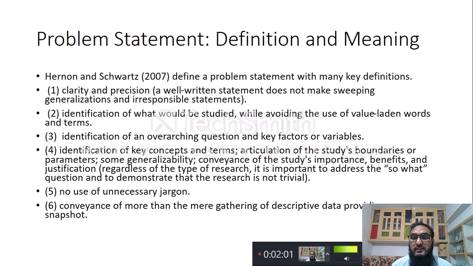It is important to address the "so what" questions and to demonstrate that the research is not trivial. So you should enable yourself to explore the "so what" questions. Most of the time the examiner will ask you, if you have done this research, so what? So through your problem statement, you must be able to answer this question. Use no unnecessary jargon, and convey more than the mere gathering of descriptive data, providing a snapshot.